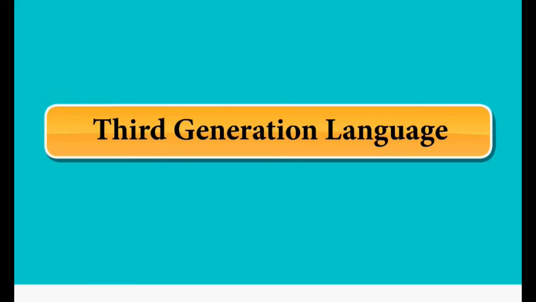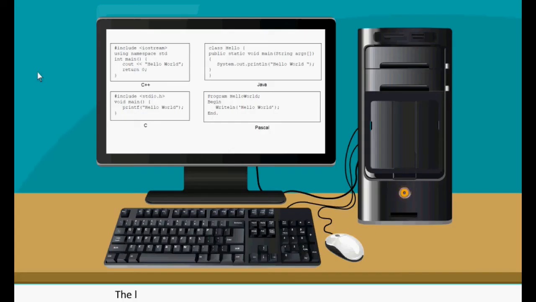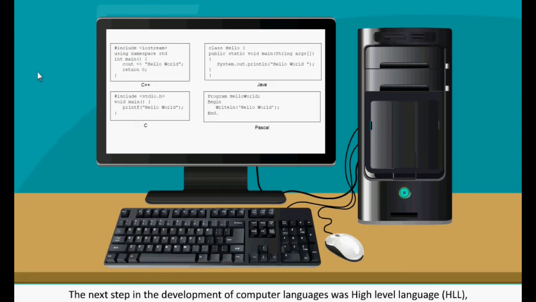Third generation language. The languages of the above generations were machine-specific languages. The next step in the development of computer languages was high-level language, a language that is quite similar to the English language and was simple as well as user-friendly.